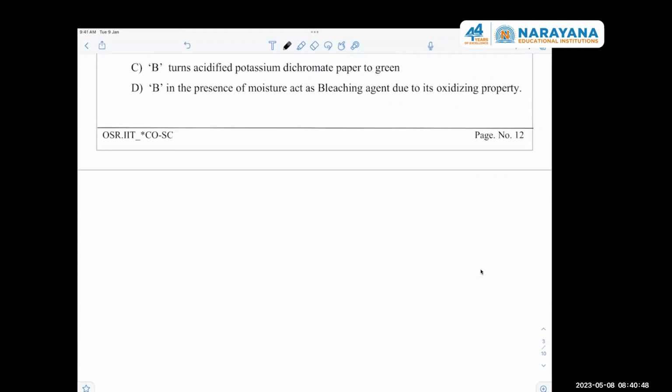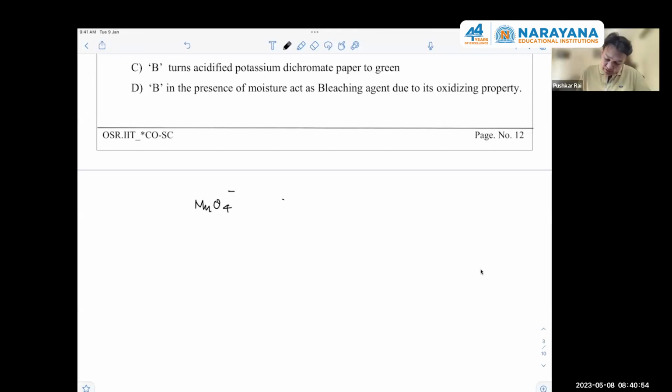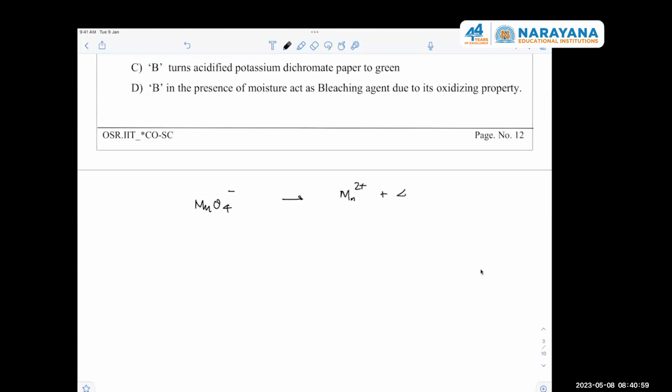Anyone? B option. A option? B option. Let me check. What is the approach of answering this? Please give me the answer. More number of H plus are required for that reaction in option. No, wait, Prakash. Just wait.